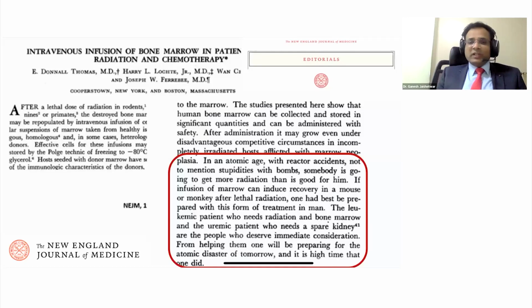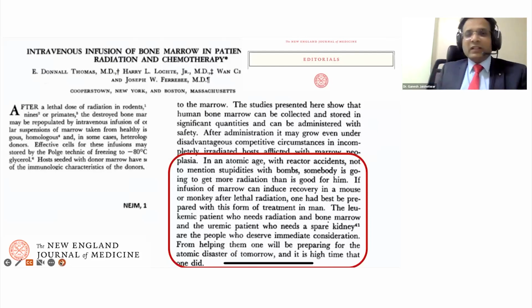And mostly the leukemic patient who needs radiation and bone marrow, as well as the uremic patient who needs a spare kidney, these are the patients who need the rescue stem cells or rescue kidney to protect them from organ failure. So these are the people who deserve immediate consideration. So from helping them, one will be preparing for the atomic disaster of tomorrow, and it is high time we did. So it was an interesting editorial in NEJM published way back in 1957.